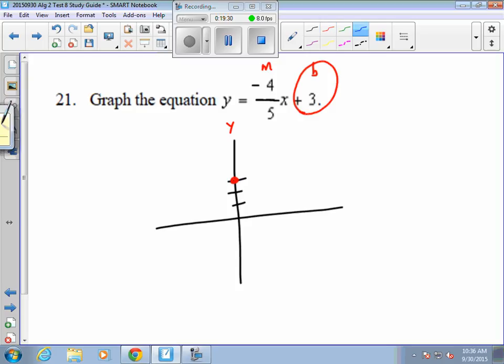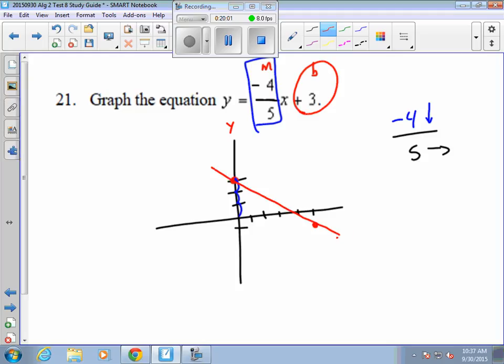Your m is your slope. It tells you where to move. Remember, m is your rise over your run, or your directions. Negative 4 tells you up or down; since it's negative, it tells you to go down 4. So down 1, 2, 3, one more, 4, and over 5. It's positive 5, so it tells you to go to the right 1, 2, 3, 4, 5 times. You put your second point down 4 and to the right 5 times. Once you have 2 points, you can draw a straight line through those 2 points, and your graph will look like that.